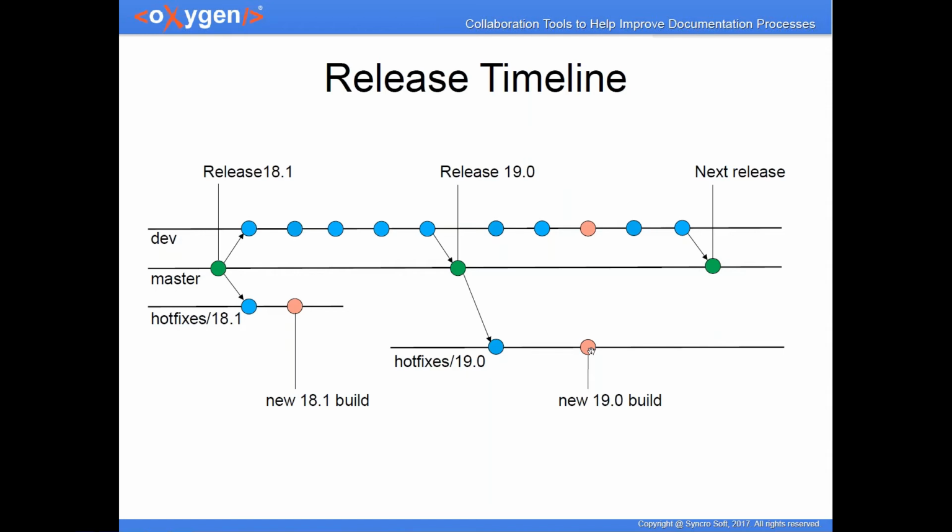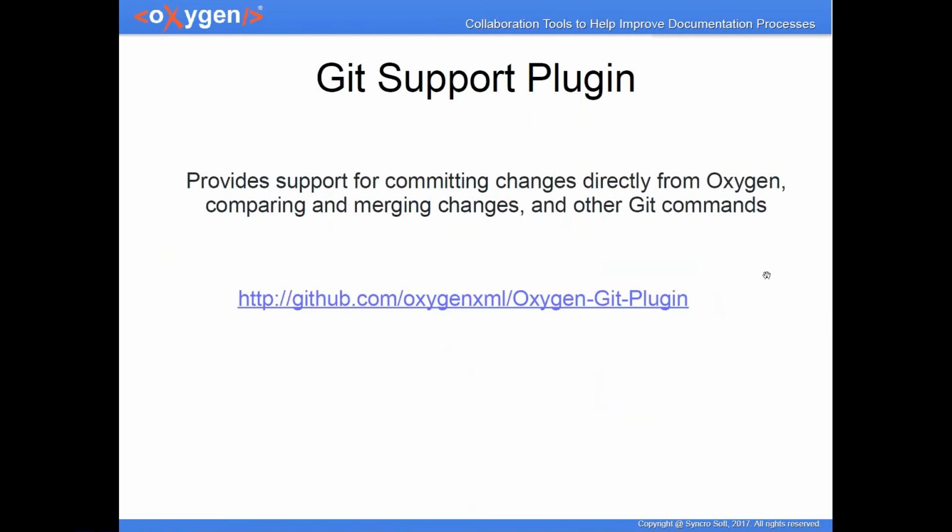So that's basically how we use web help and a special branch to provide selective updates to the documentation between releases. And now I'm going to show you a little bonus.